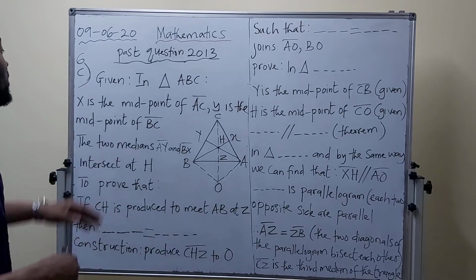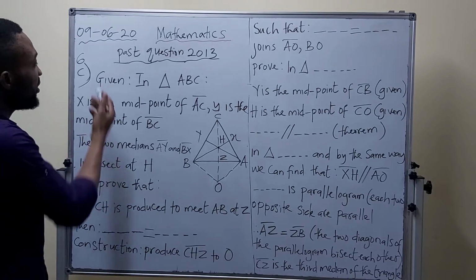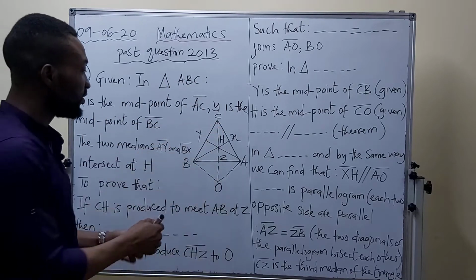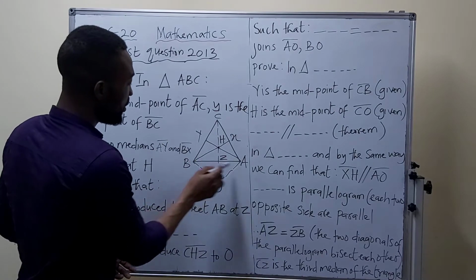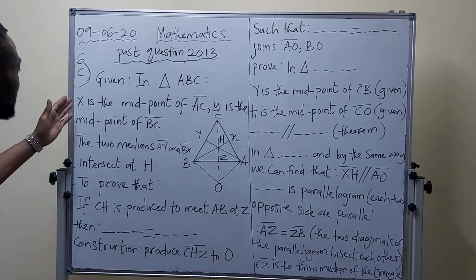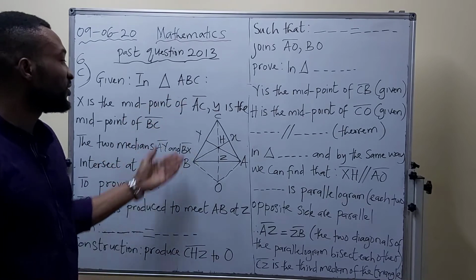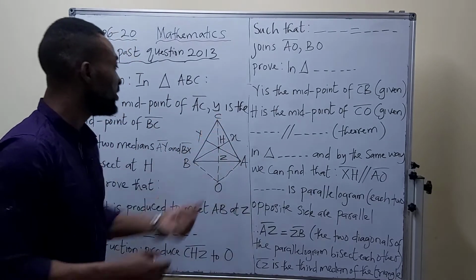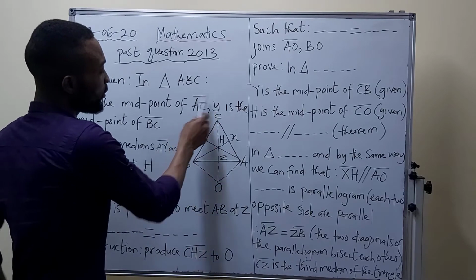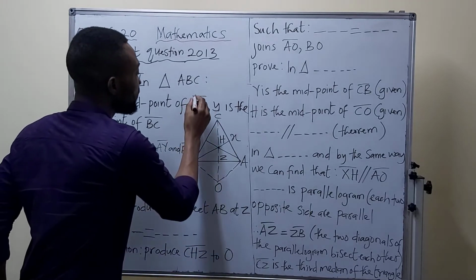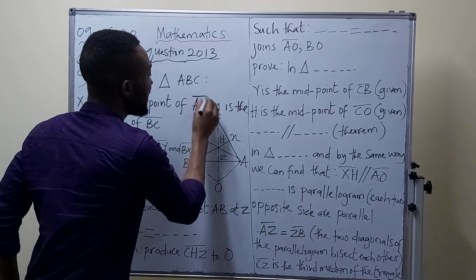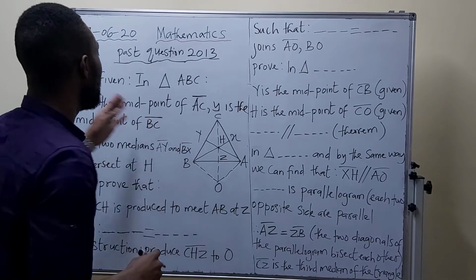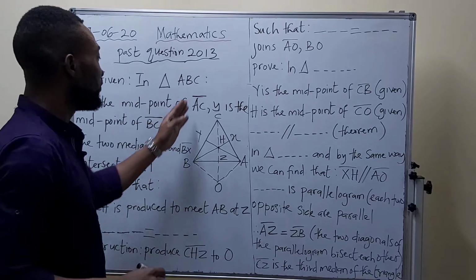Now, here we go. Given triangle ABC, look at this, this is the triangle ABC. X is the midpoint of AC, as you can see. This is X, the midpoint. This is A. So we have X as the midpoint. If you see anything on top of two alphabets, it means line. So X is the midpoint of line AC.